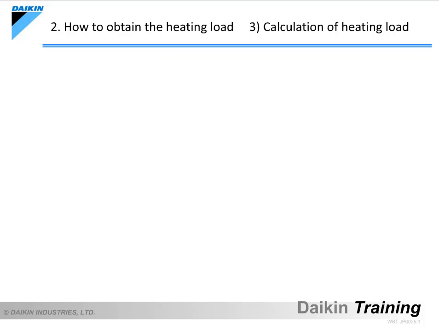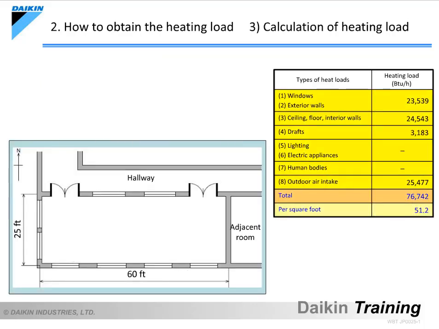The heating load has been calculated using the above conditions. The calculation results in a grand total of 76,742 BTU per hour. This works out to 51.2 BTU per hour per square foot.